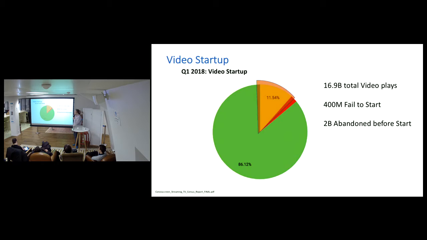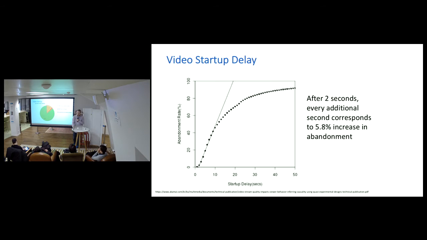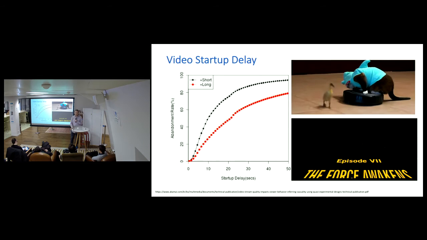But then we've got these 2 billion that somebody pressed play and they never actually started. So what happens? Akamai found that everybody waits 2 seconds. They press play on a video, everyone will wait 2 seconds. And if you wait longer than that, you lose 6% of your users every second afterwards. So if you have a video and it takes 3 seconds to load, you're losing your customers.